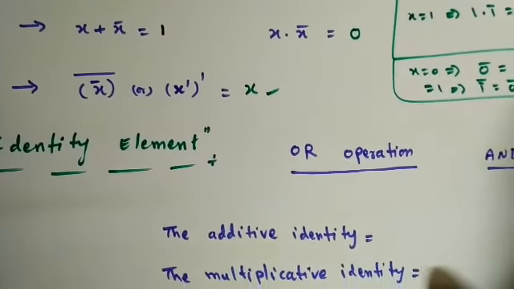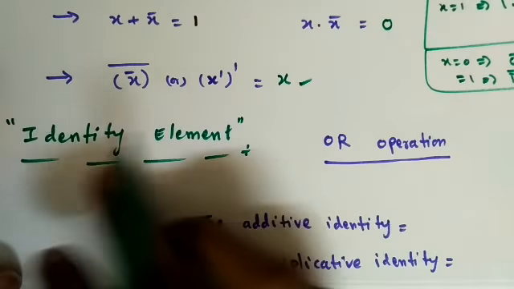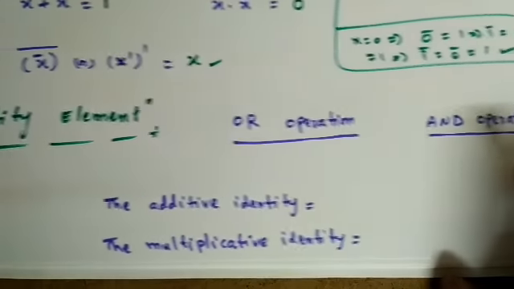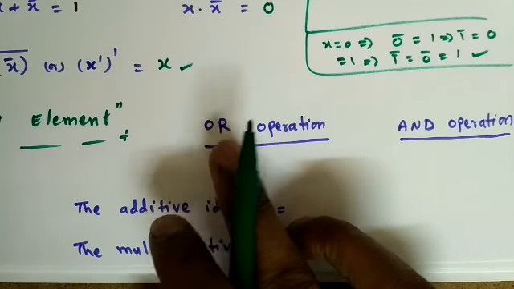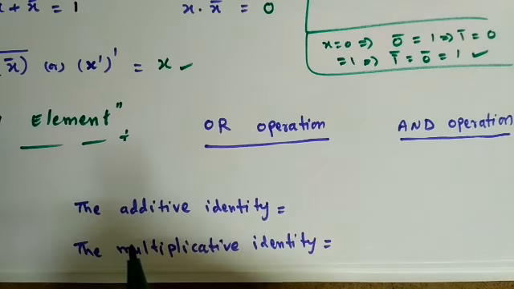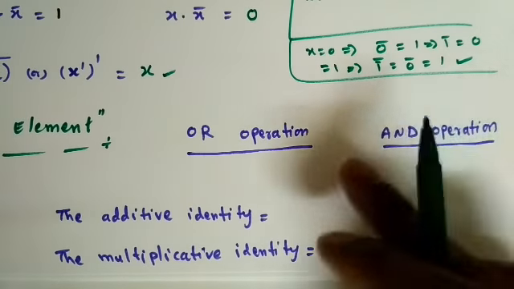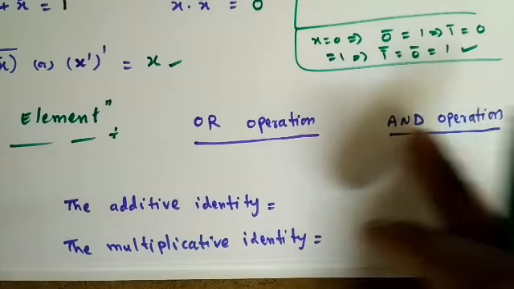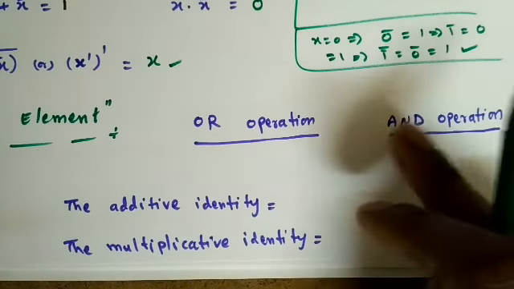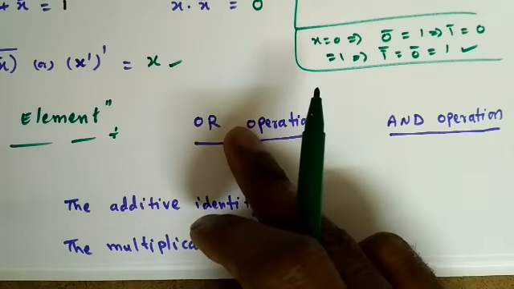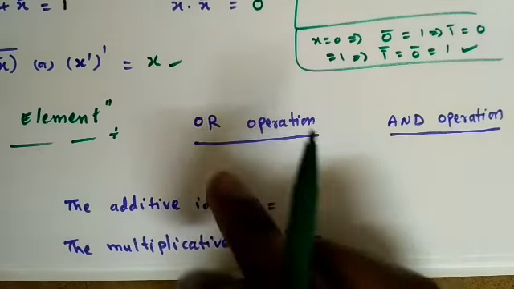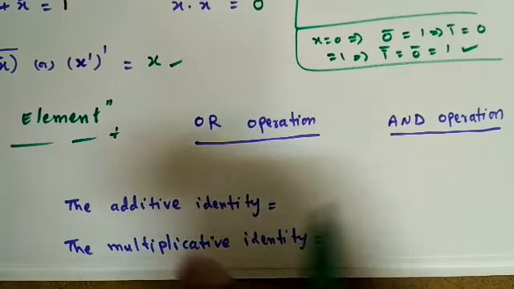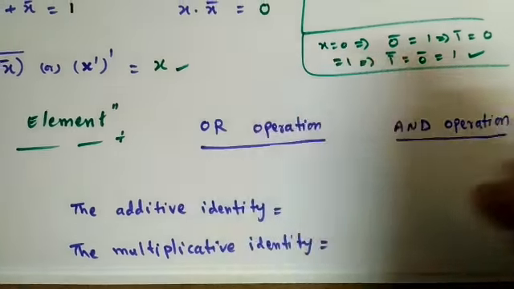Don't worry. Now this is very important: the identity element, right? So we have these two identity elements. When we do the OR operation, we have one identity, that is the additive identity. And when you do the AND operation, or you can say logical multiplication, remember, AND operation is logical multiplication and OR operation is logical addition. You can remember it like that also.